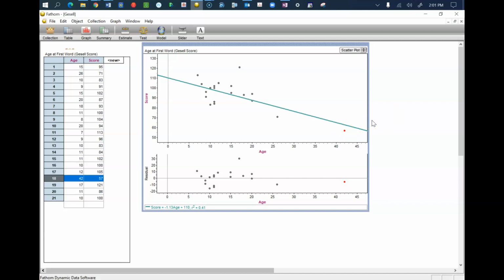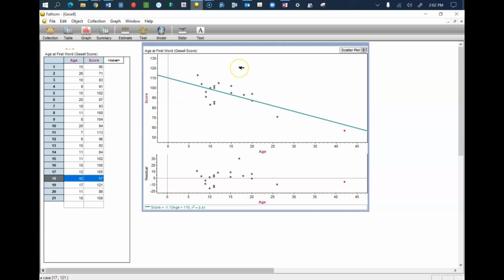So again, you can see the original slope and y-intercept and R value. And I am going to move them around. And so child 18 now has a very high Gesell score, but also a very high age. It's not fitting with the pattern of the negative association. And what you see is that the R squared value has dropped significantly and the slope has gone from negative to positive. So outliers in the horizontal direction that don't fit the pattern of the data are influential points.